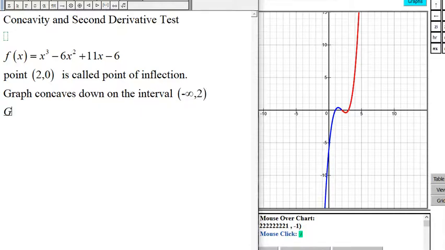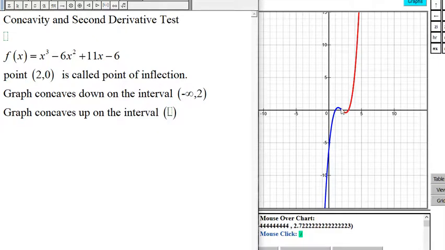And then we say that the graph concaves up on the interval, and this is 2 right here, and so the graph is concaving up from 2 to the right, so it'll be 2 to infinity. And so that's just by looking at the graph.